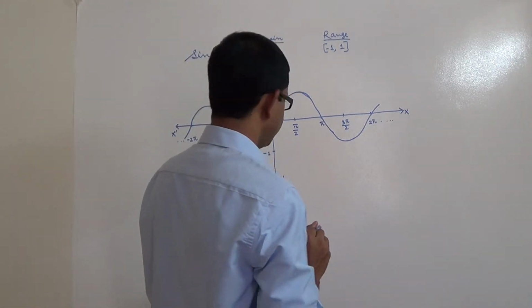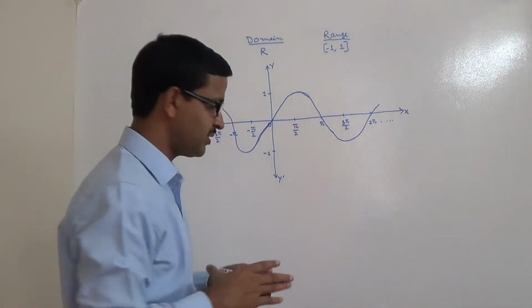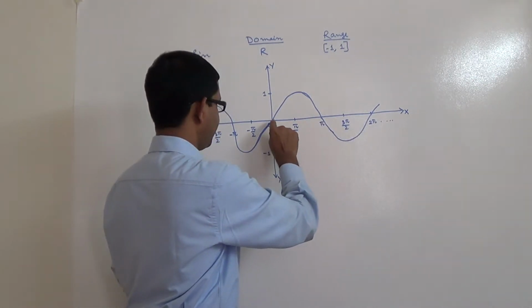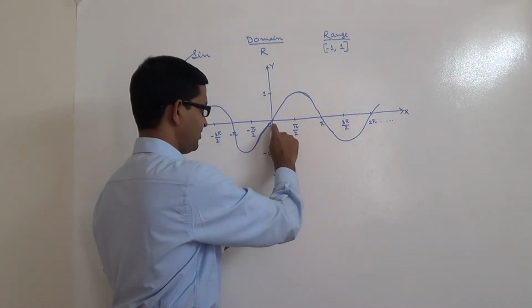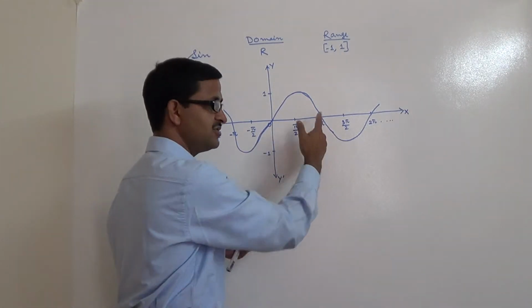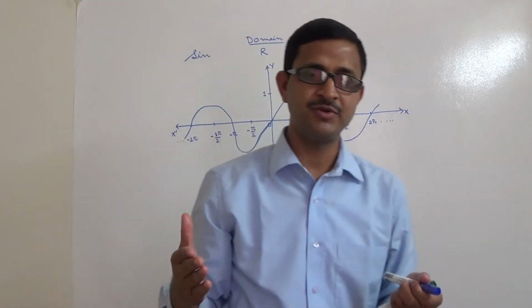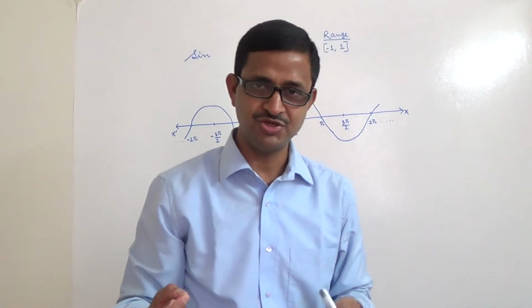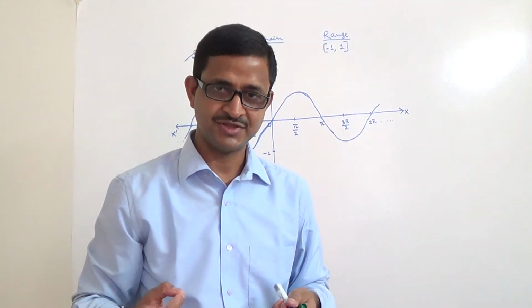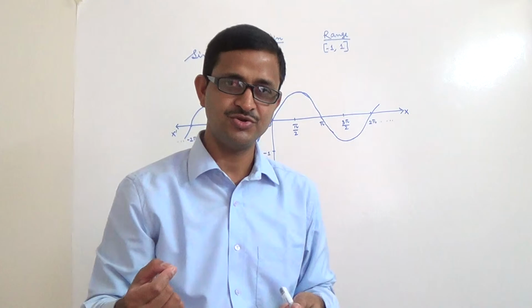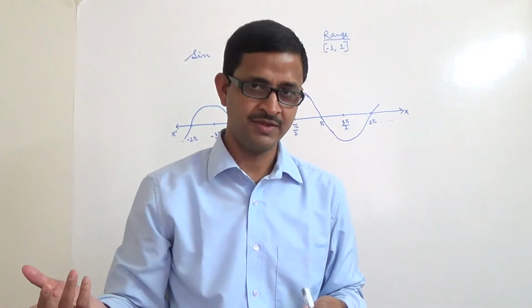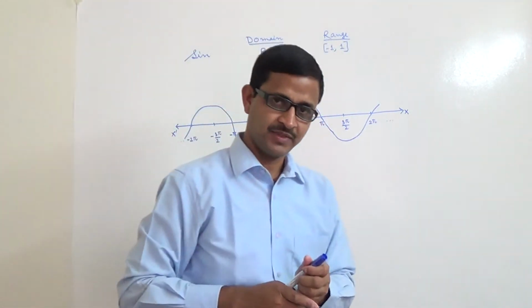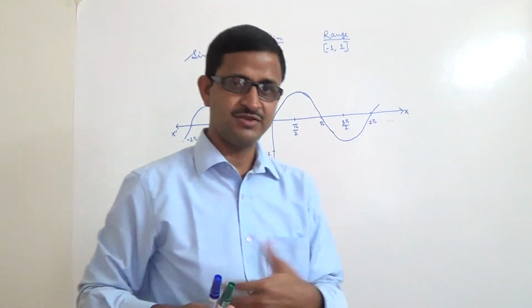Now we see the function sine is not one-one in the defined range, because, for example, take the value 0. At 0, sine of 0 is 0. Again at pi, sine of pi is 0. So 0 and pi are two different elements in the domain set, but their images, sine 0 and sine pi, are the same, because sine 0 equals sine pi equals 0. But 0 and pi are different. So we see the function sine is not one-one.